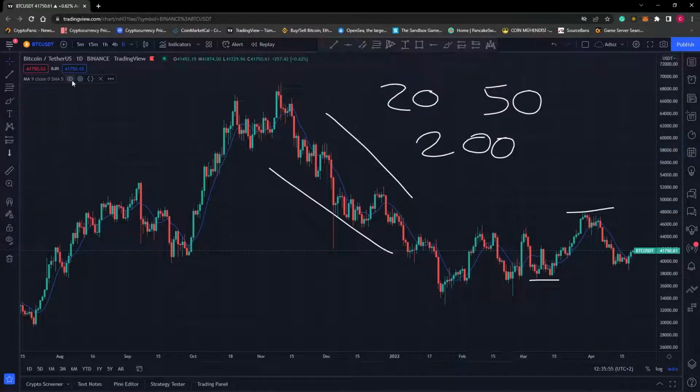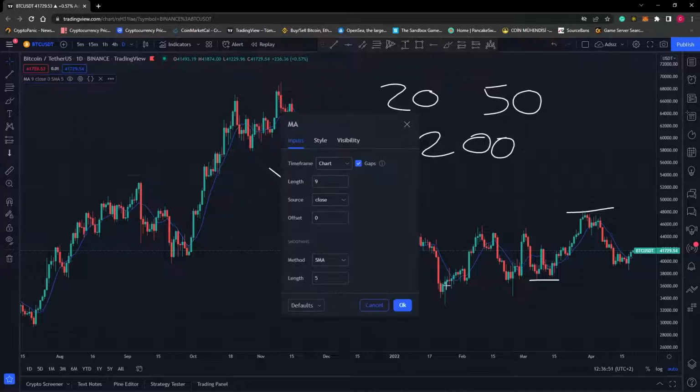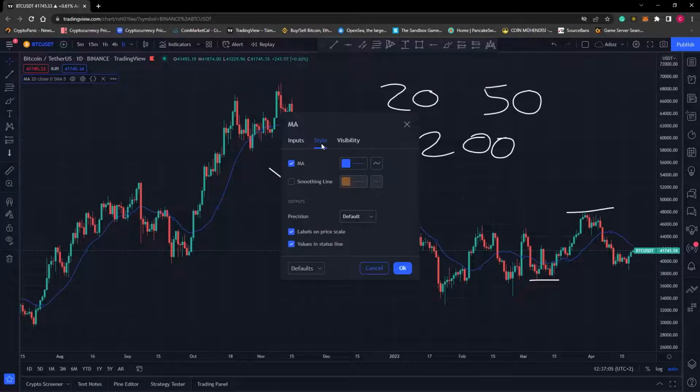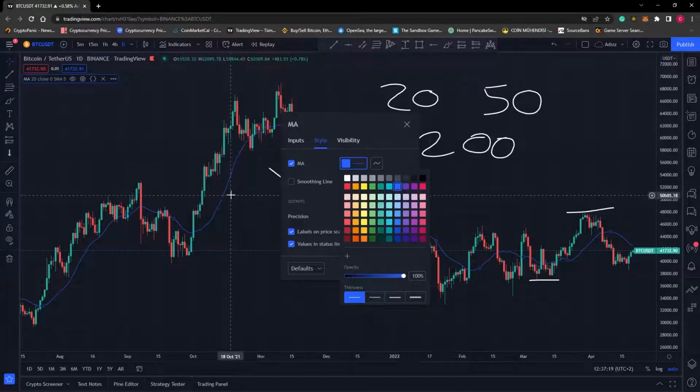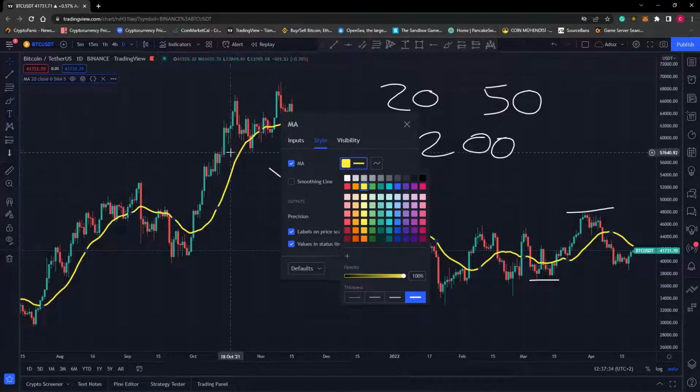You can adjust your indicators in this section by clicking this settings button. You don't need to change anything in here, but you need to add the number of the period you would like to use. Let's start with 20 days and click on this style button. We need to make our moving average line more visible for better observation, and we can change our color to yellow since this is the shortest moving average.